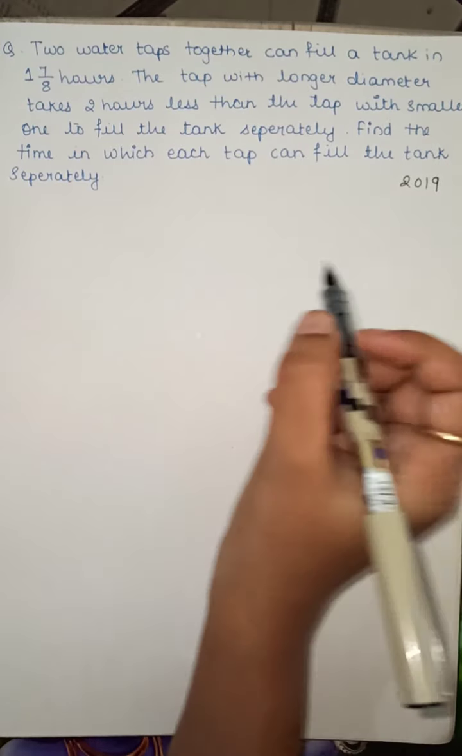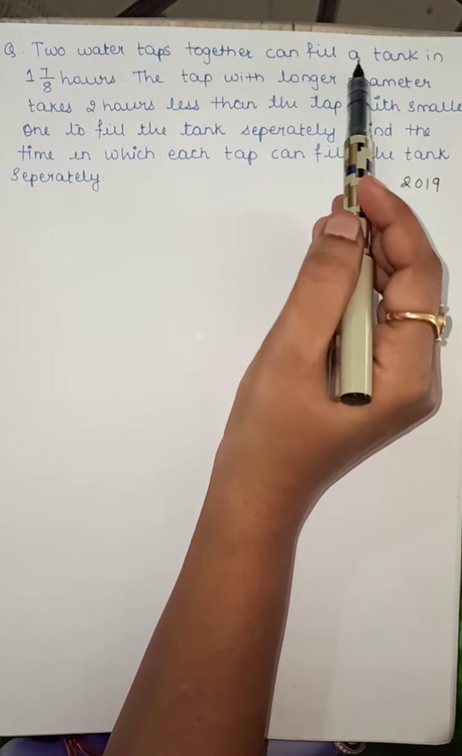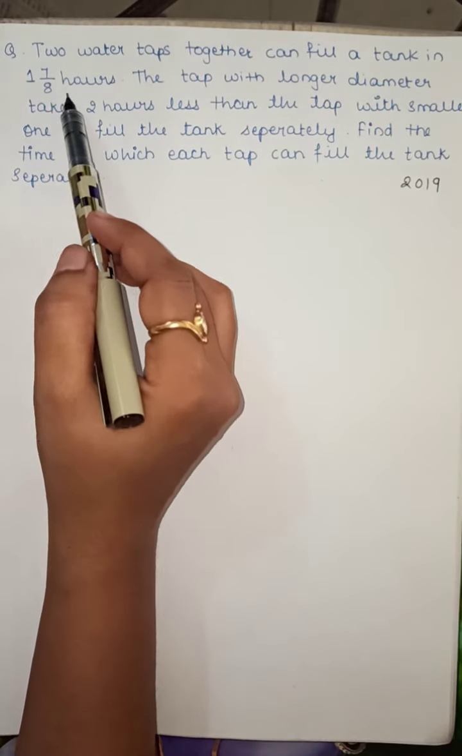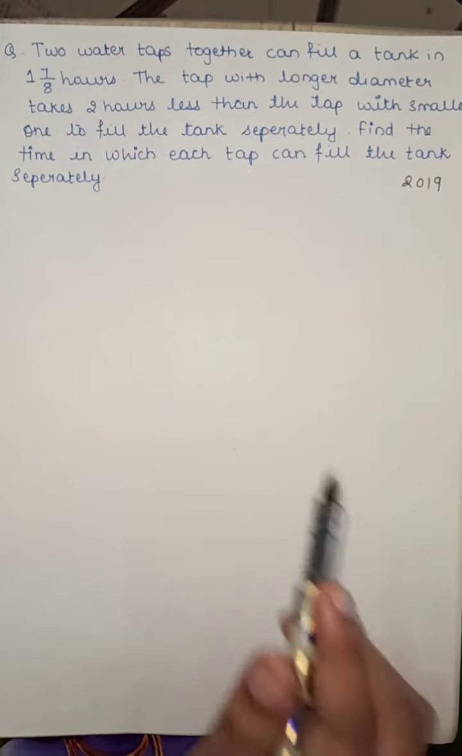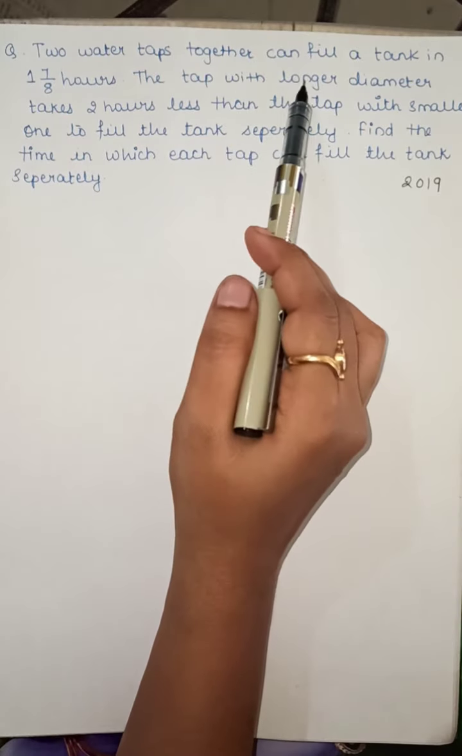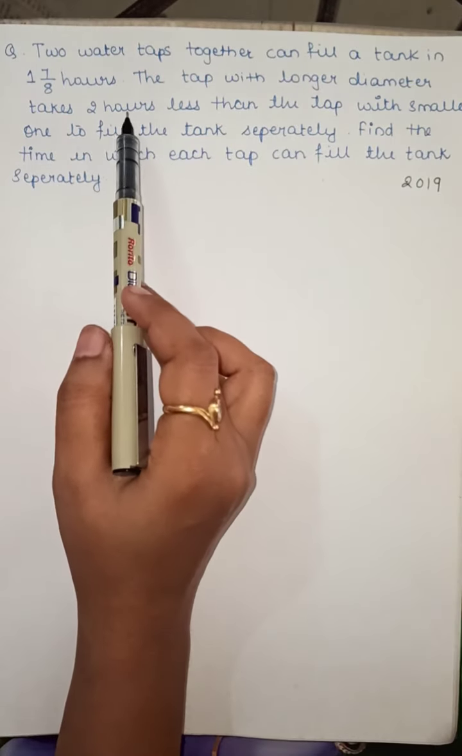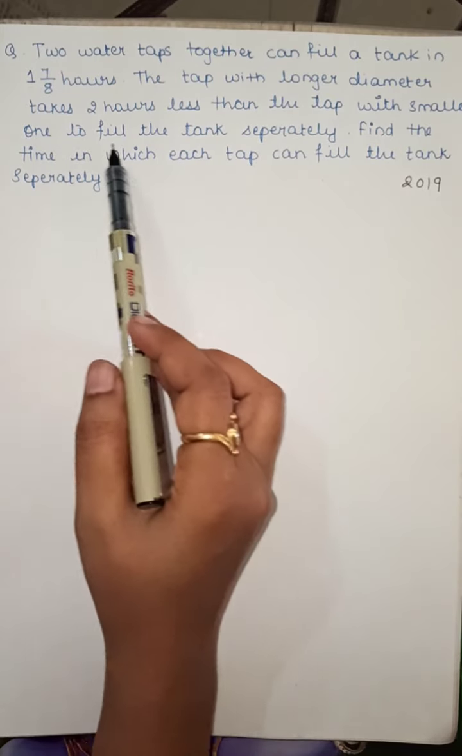Let us read the question. It says two water taps together can fill a tank in one whole 7 by 8 hours. So there are two taps for the tank and both of them are filling the water in this time. The tap with the longer diameter takes 2 hours less than the tap with the smaller one to fill the tank separately.